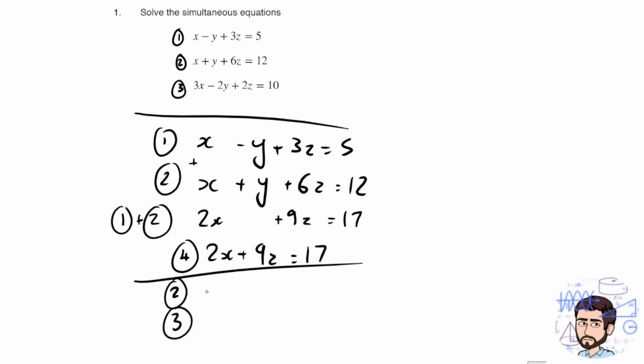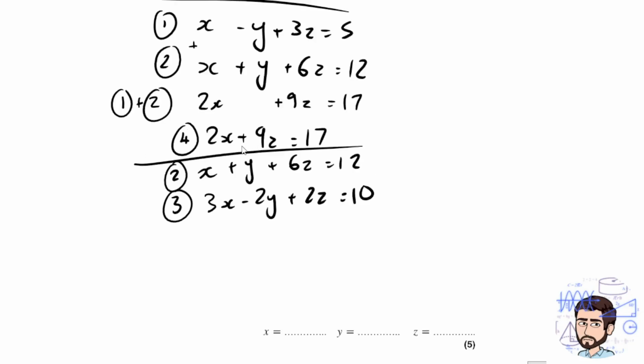So equation 2 is x plus y plus 6z is equal to 12, and equation 3 is 3x minus 2y plus 2z is equal to 10. Now, in order for this method to work, you have to eliminate the same variable as what you did the first time. So because I eliminated y initially, I've got to eliminate y again.